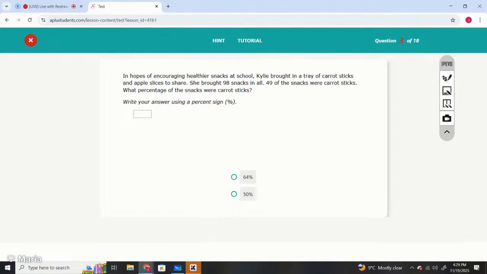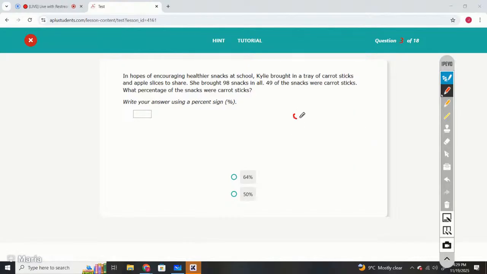In hopes of encouraging healthier snacks at school, Kelly brought in a tray of carrot sticks and apple slices to share. She brought 98 snacks in all. 49 of the snacks were carrot sticks. What percentage of the snacks were carrot sticks?